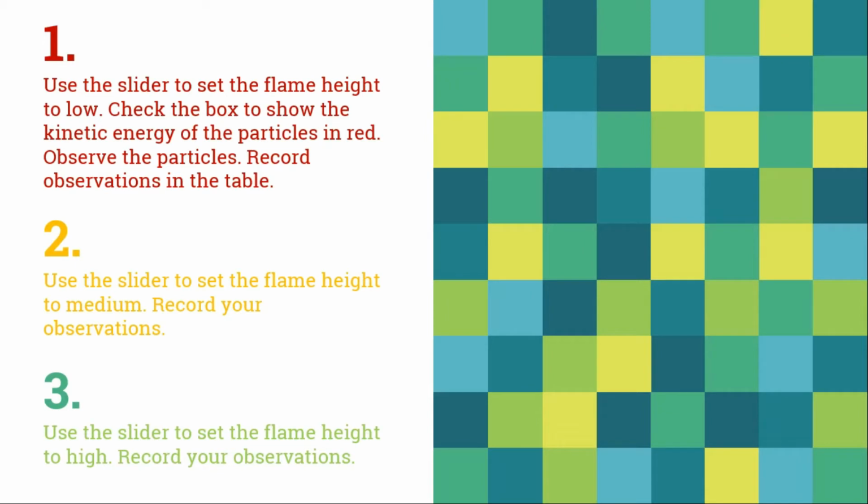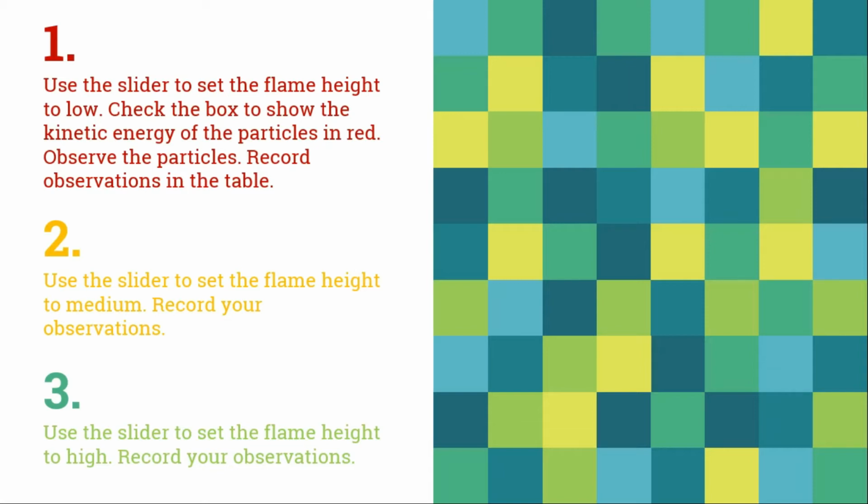Then we're going to shade the buttons to show the kinetic energy of the particles in red so that actually we can see how this energy is being transferred. And then we're going to observe the particles, and we're going to record those observations in that table that we have on page 73. Right? So right there we have three tabs: one for when the flame height is low, then when the flame height is medium, and then when the flame height is high. So basically we're going to be paying attention to the behavior the particles actually have in those three different scenarios.